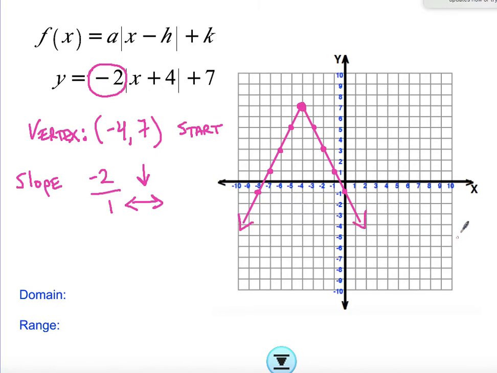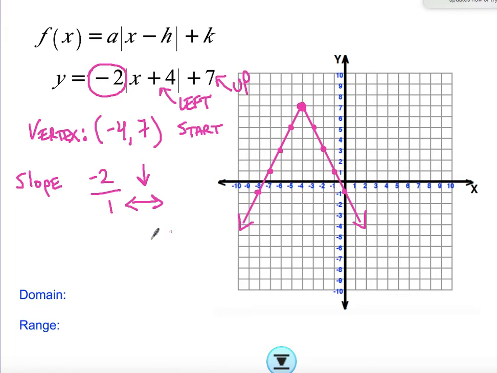Okay, and just as a little reminder, remember how this +4 would have made it shift to the left 4, and this +7 would have made it shift up 7. So normally we would start at 0, 0, but we went to the left 4 and we went up 7. That's where our vertex is. And then the slope is how we move to get the rest of our lines.